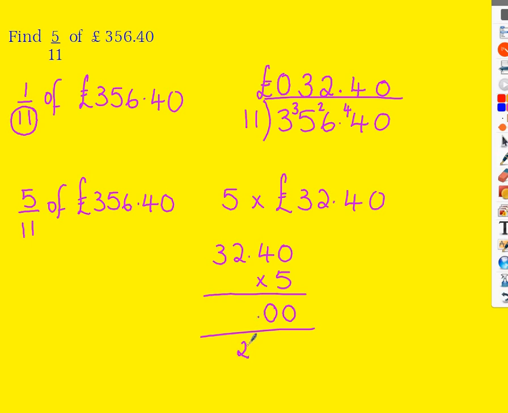5 times 2 is 10, plus the 2 I carried is 12. 2 down carried a 1. 5 times 3 is 15, plus the 1 I carried is 16. I do need to include units on my answer. So the final answer, 5/11 of £356.40 is £162. And that's the end of this lesson.